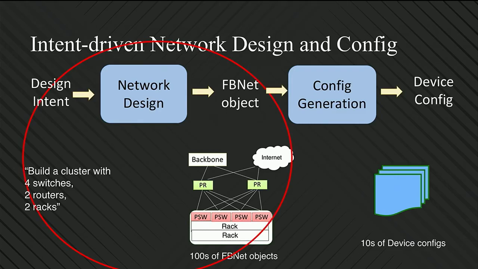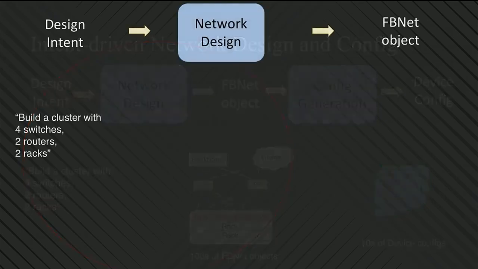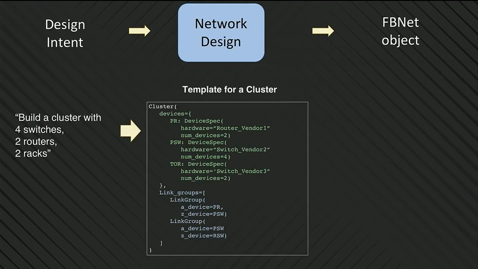Let's first take a look at our network design. Given a design intent, Robotron uses a template to capture the devices and the link specifications for this topology. In this example, it specifies 2 PRs, 4 PSWs, and 2 top-of-rack switches, with their corresponding hardware specification, like router, switch, different device role, and their vendor. It also specifies the link groups between different device pairs. In this example, there's a link between PR and PSW and a link between PSW and top-of-rack switch.